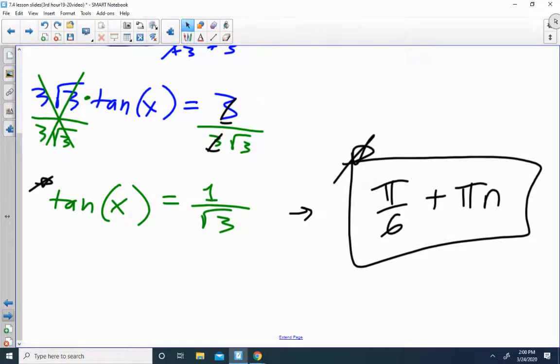Again, please take your time. Please read the instructions so that you know when to use pi n or 2 pi n and when not to.